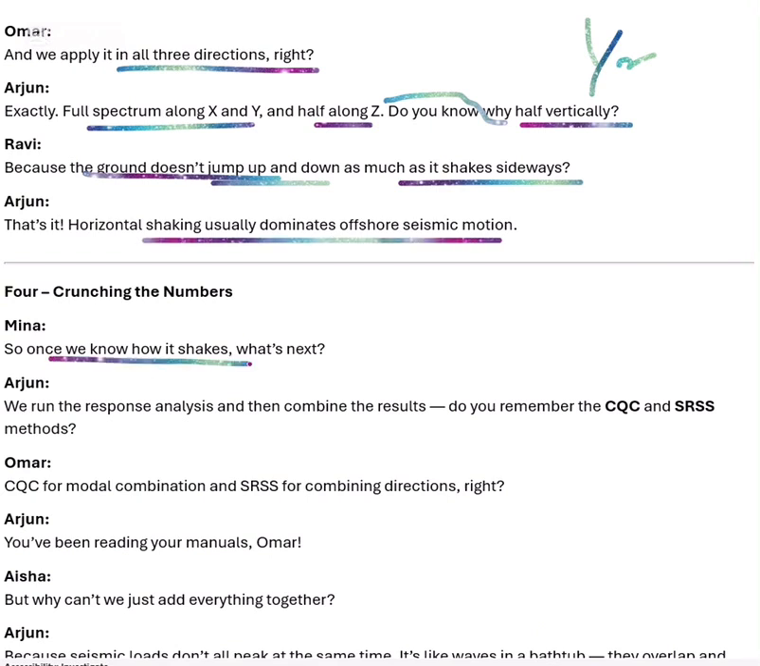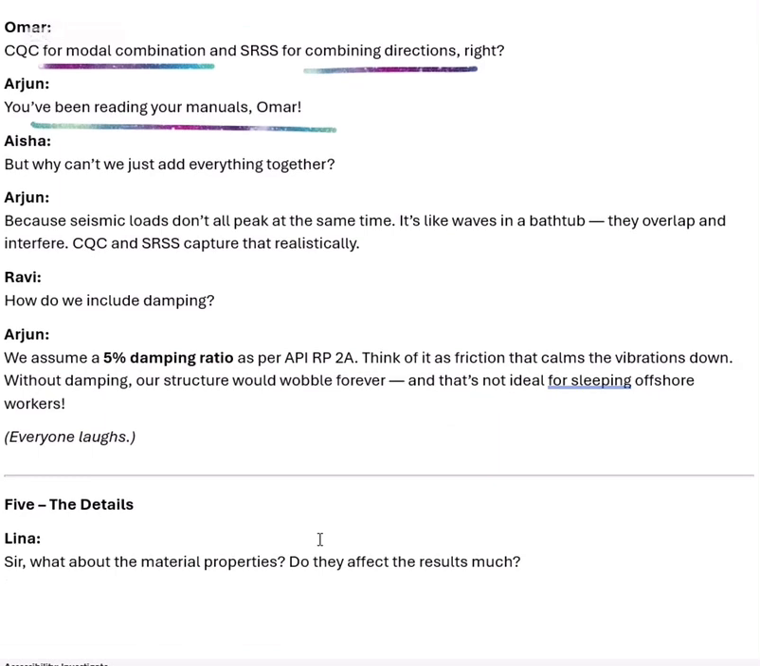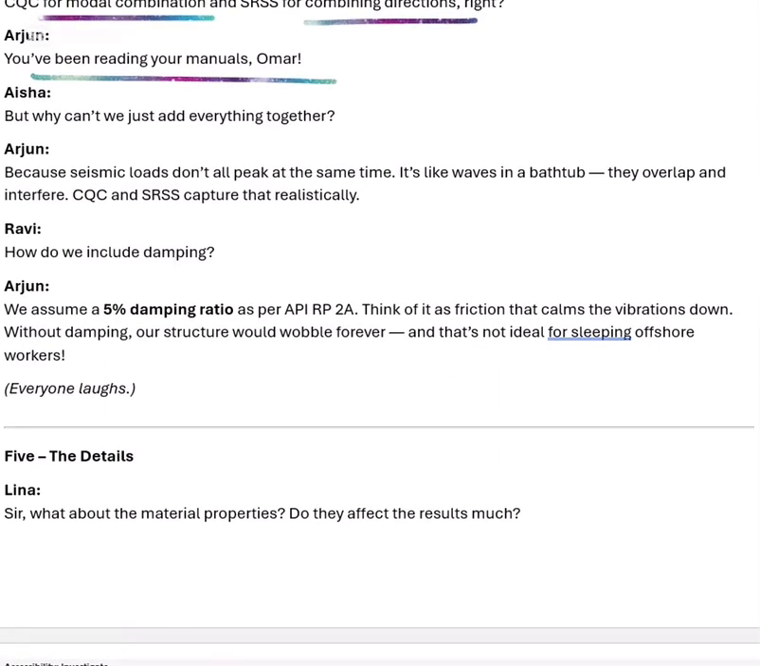So once we know how it shakes, what's next? We run the response analysis and combine the results. Do you remember CQC? CQC for modal combinations versus combining directions. You have been reading your manuals. Why can't we just add everything together? Because seismic loads don't all peak at the same time. It's like waves in a bathtub. They overlap and interfere. CQC captures that realistically.